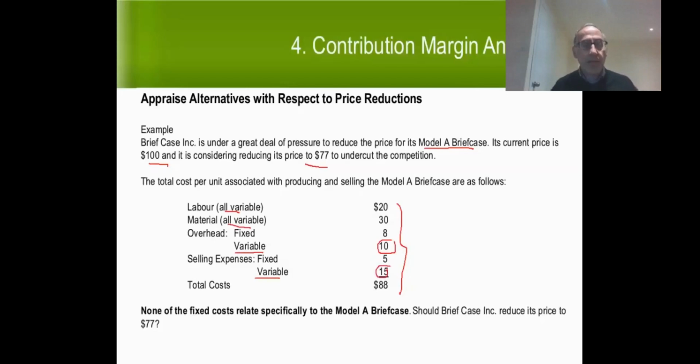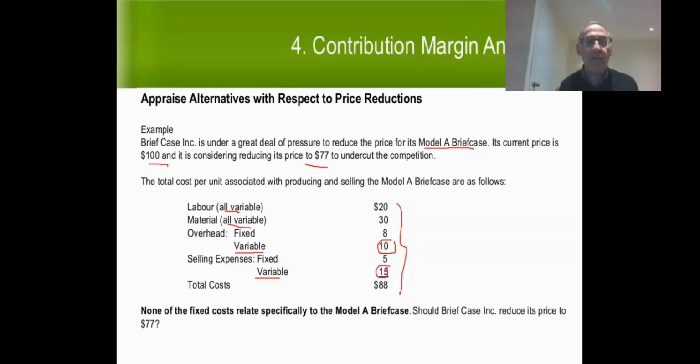Let's assume that none of the fixed costs relate specifically to the Model A briefcase. So at the end of the day, the company has a number of fixed costs that they're incurring, say, in their plant, but none of them directly relate to producing the Model A briefcase. They just relate to running the plant overall.